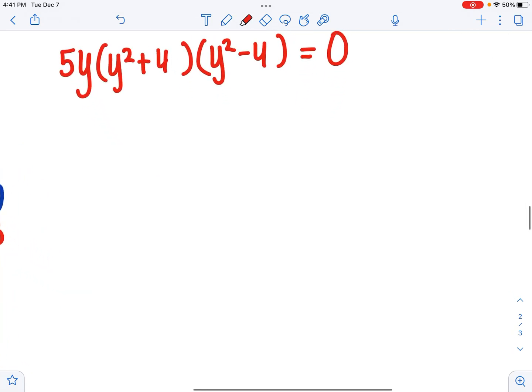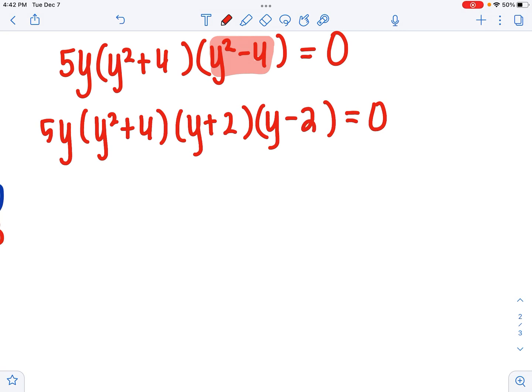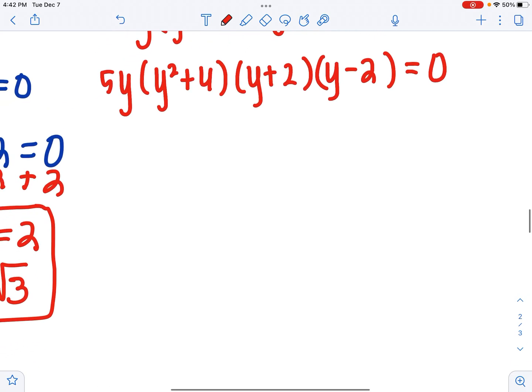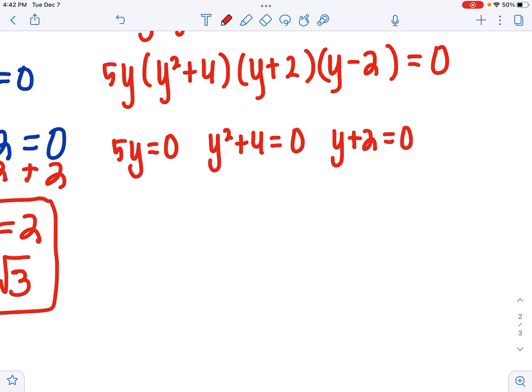Now I'm going to look to see if either of these two are still factorable. Y squared minus 4 is a difference of squares, so it's still factorable. So I have 5y times y squared plus 4, and then I'm going to factor y squared minus 4. Y times y will give me my y squared, and then positive 2 and negative 2 will give me my negative 4. So now that I'm down to linear terms, it's not factorable anymore. And just like the last one, I can set each factor equal to 0 and solve. So 5y equals 0, y squared plus 4 equals 0, y plus 2 equals 0, and y minus 2 equals 0.